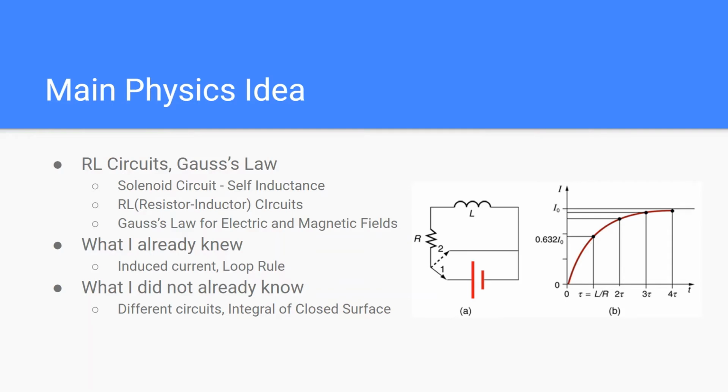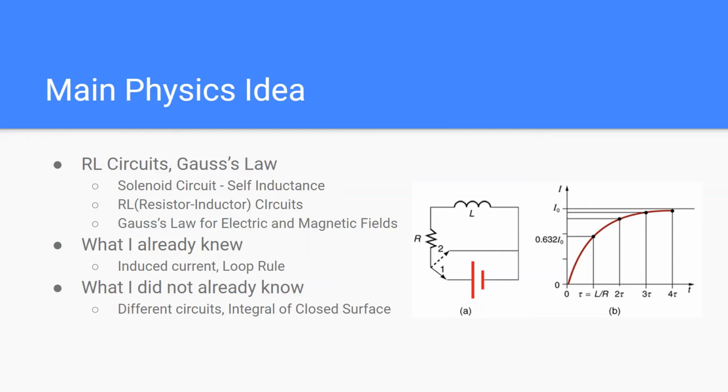From this, we found out the EMF of the solenoid equals the number of loops times dΦ/dt, the change in flux over dt. This equals L, the inductance, times di/dt, because current is changing as time changes. From this, we got the loop rule: EMF of the battery minus the EMF of the solenoid equals 0.